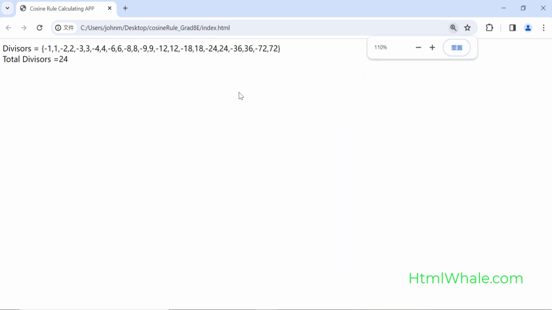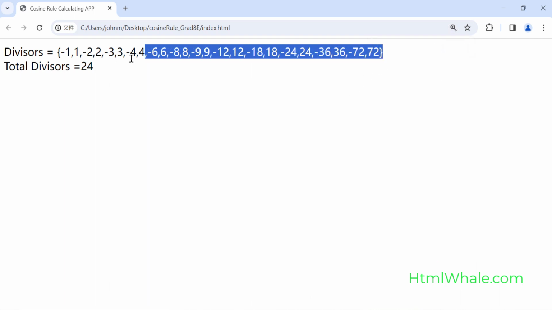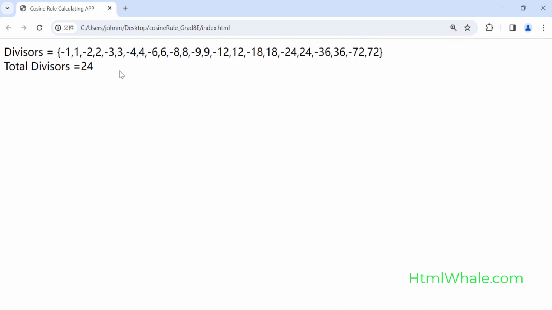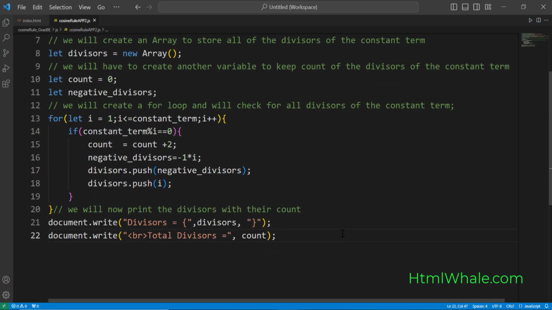Clearly you can see the number of divisors here. You see these are the numbers that divide the constant term. So total is 24. So we will just move on. So the code is perfect, and the next thing we need to do is find those two values, those two quantities that will sum up to the quotient of x.